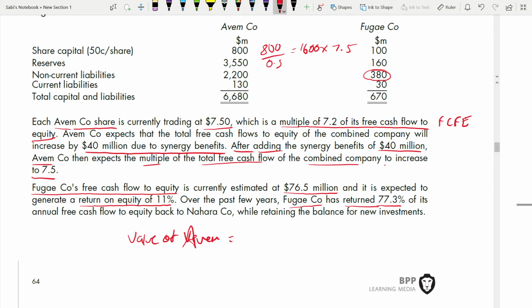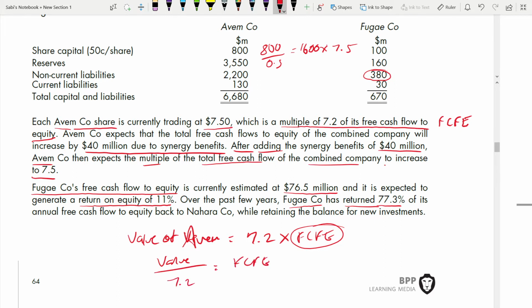That means 7.2 multiplied by what? Free cash flow to equity. What is our job? To find free cash flow to equity. So what should we do? The value we have found, we divide by 7.2. We are getting free cash flow to equity.